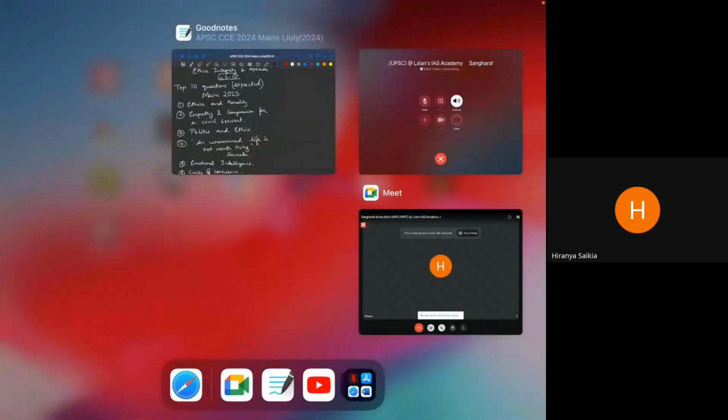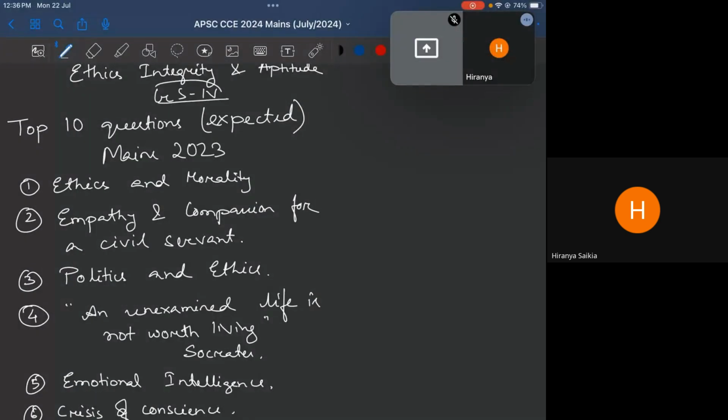And this is coming from my experience of having seen the UPSC papers for the last 10-12 years, and also the last 2 papers of APSC. So let's start. As you can see on your screens, the first topic that is important for us is the topic of ethics and morality.